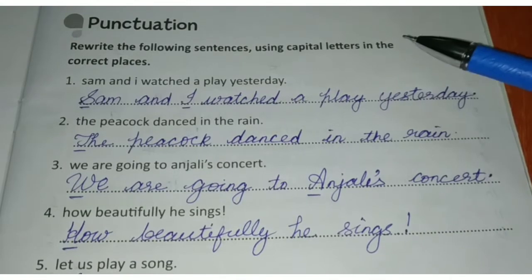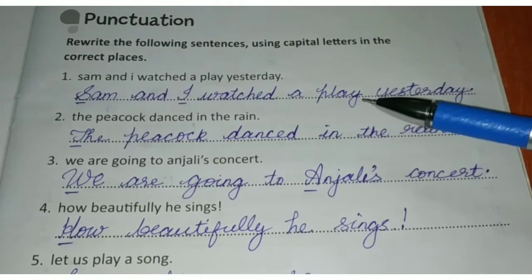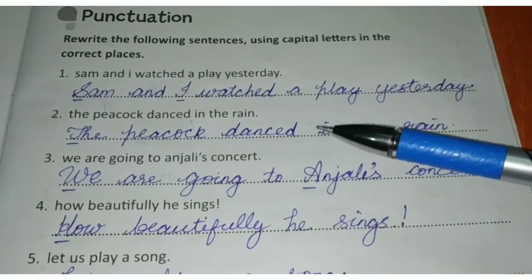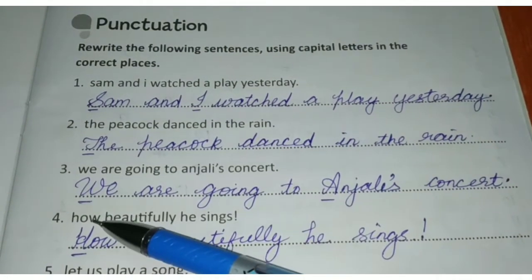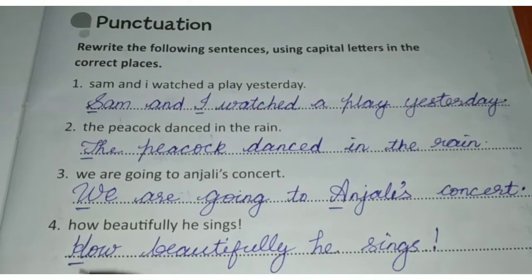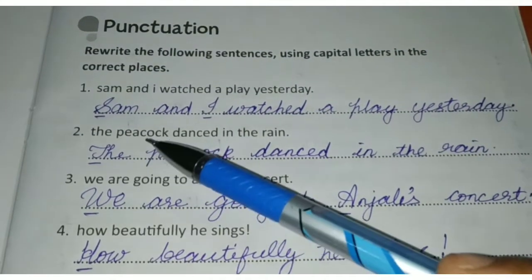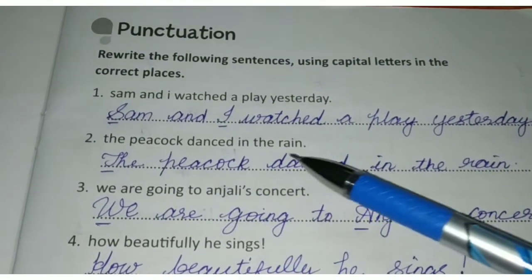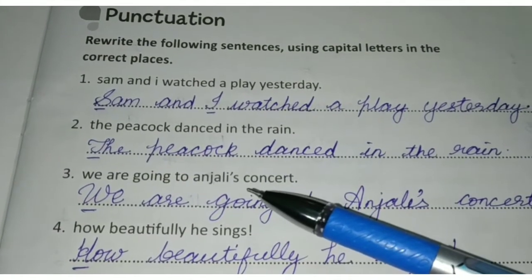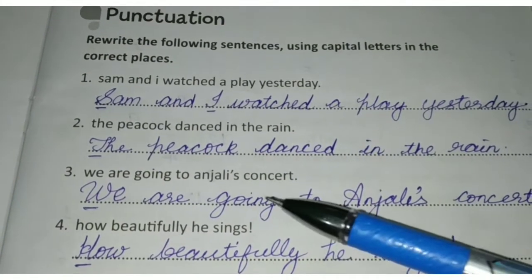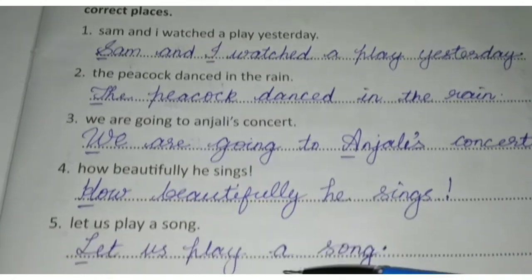Next we move to punctuation. Here you can see that every sentence begins with small letters. So you have already learned that sentences begin with capital letters. So first you have to correct that. Not only that, there are some names also begin with small letters. So that also you have to correct and rewrite the sentence.